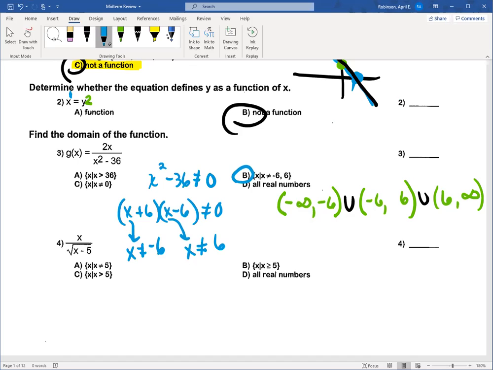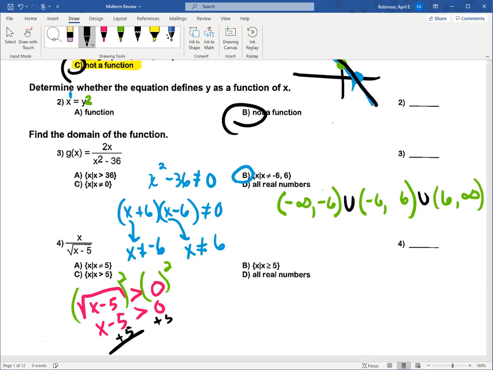And then on number 4, this one has the radical in it. A radical, and it's in the denominator. So first of all, the square root of x minus 5 has to be, actually, normally I say greater than or equal to 0 because you can take the square root of 0, but that would be 0. And your denominator can't be 0 either. So I'm just going to say it has to be greater than 0. And then I'd square both sides. And that leaves me with x minus 5 is greater than 0. And then I would just add 5 to both sides to figure out what x has to be. And x has to be greater than 5.